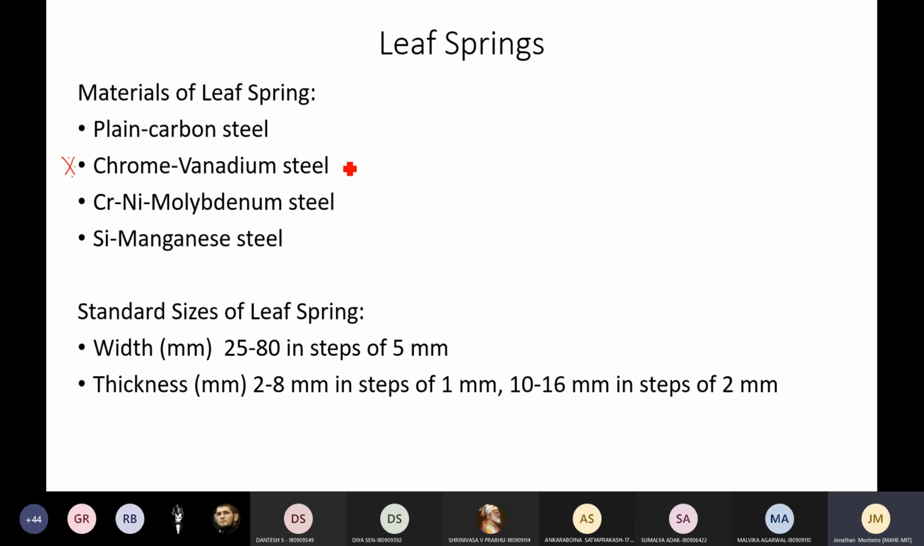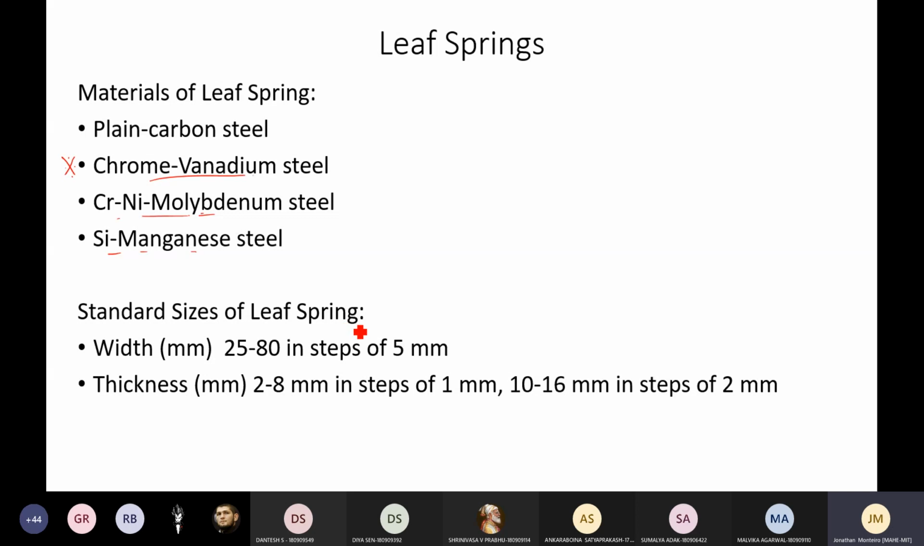Chrome vanadium steel is the most widely used steel, and we saw the use of this chrome vanadium even in helical springs also. Chrome nickel molybdenum, again a good alloy, we can use that, and silicon manganese steel is also available to us.